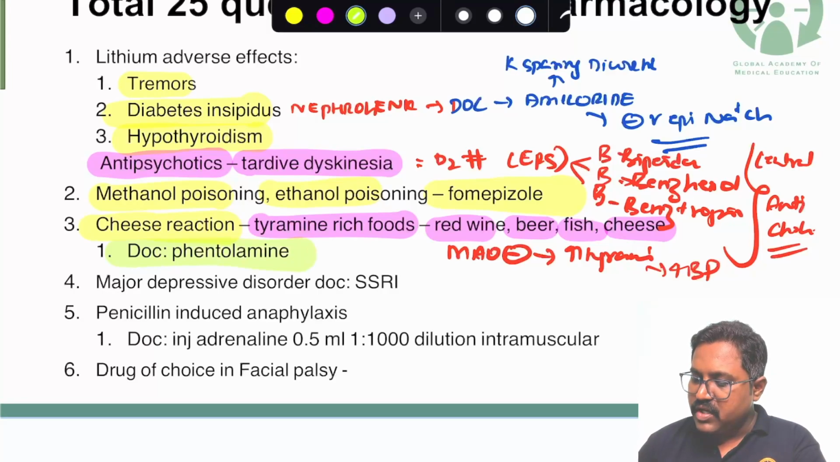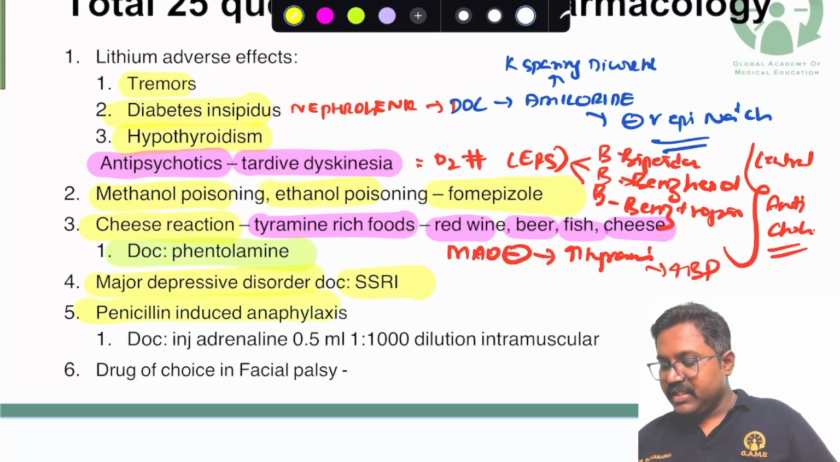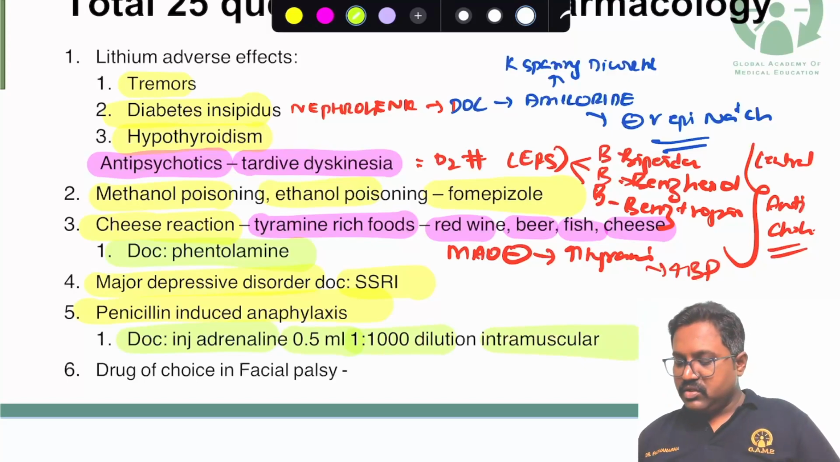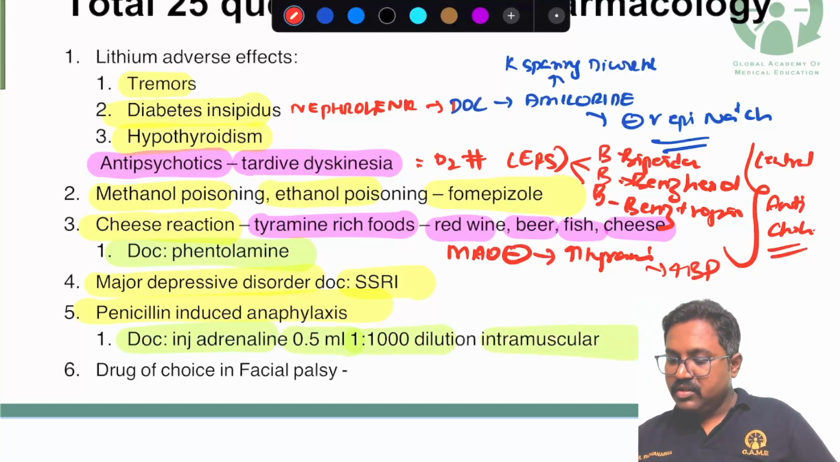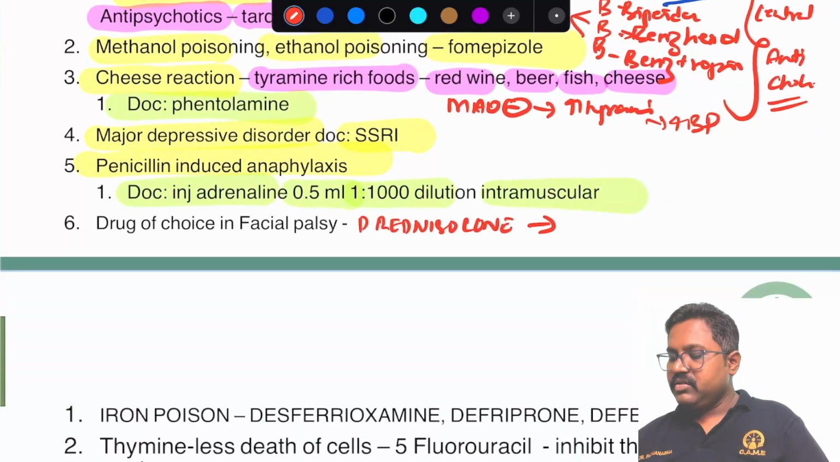So which is the drug of choice for MDD, major depressive disorder? That is your SSRI, selective serotonin reuptake inhibitors. So what will be the drug of choice for penicillin induced anaphylaxis? The drug of choice will be adrenaline, given 0.5 ml of 1:1000 dilution intramuscularly. So which is the initial drug of choice for facial palsy? It is prednisolone. Initial 5 days, followed by the last 5 days you need to taper it. So acyclovir can be tried later.